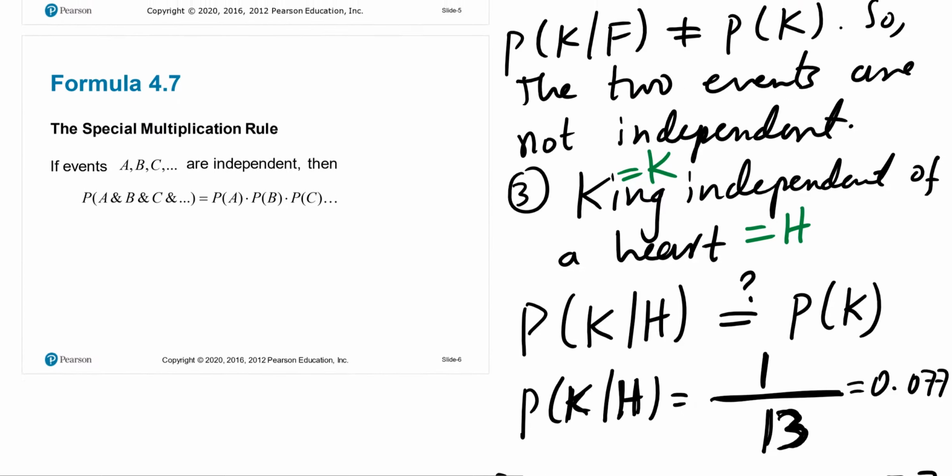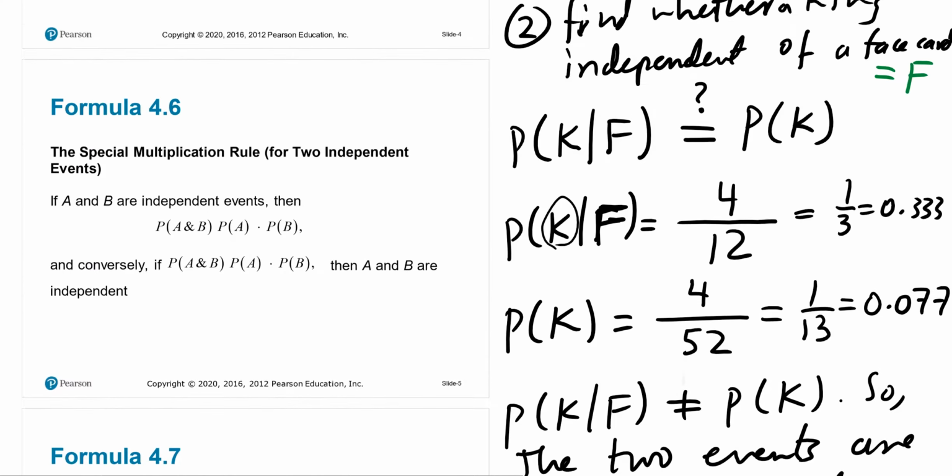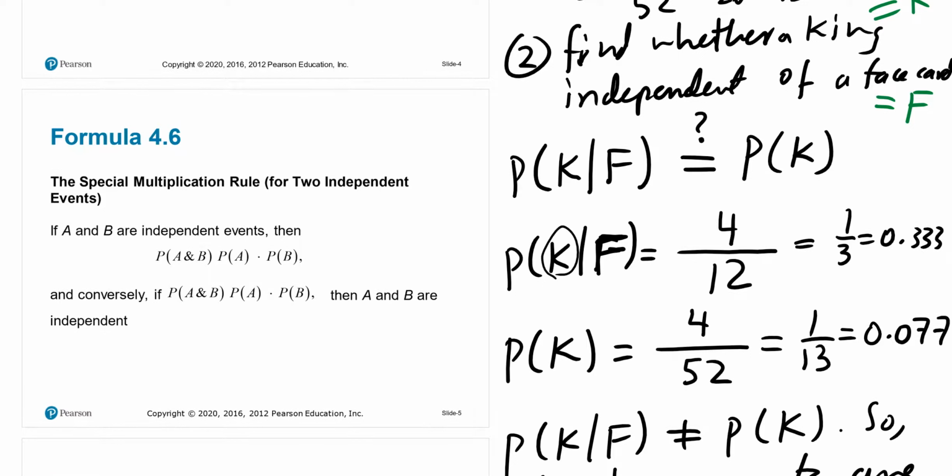The next thing, what happens if events are independent? Well, they call it the special multiplication rule for two independent events. If A and B are independent, either given or we prove them, then the probability of A and B is equal to the probability of A times the probability of B. And the converse is true. So if the probability of A and B equals the probability of A times the probability of B, then the two events are independent.